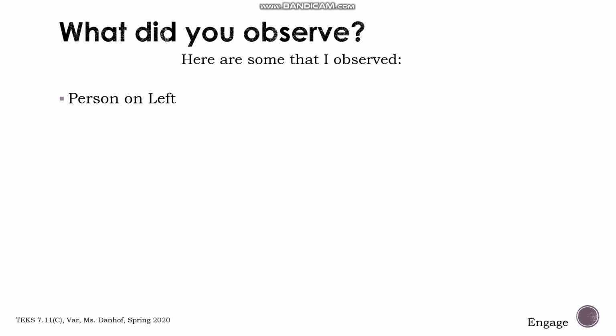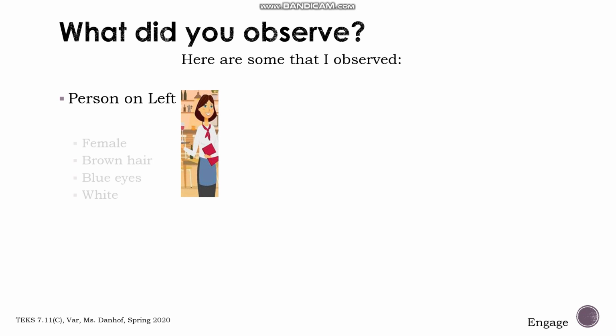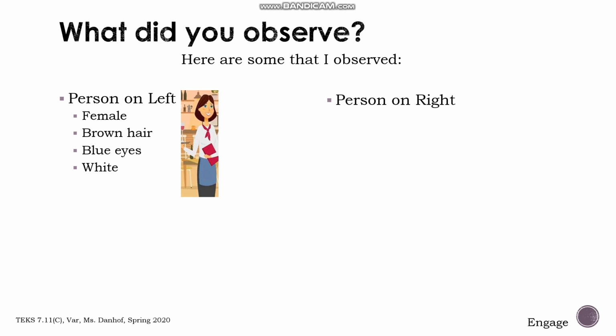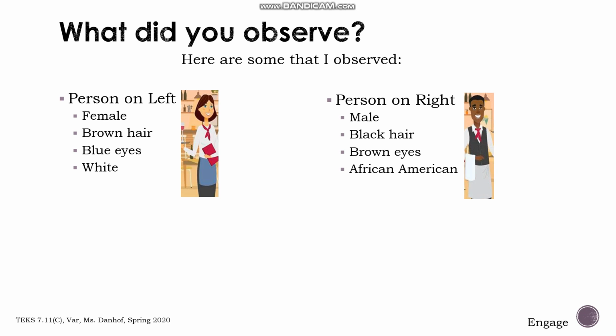The person on the left, or the female, is a female with brown hair, blue eyes, and is white. Those are some of the variations that I saw. And then the person on the right is male with black hair, brown eyes, and is African American.